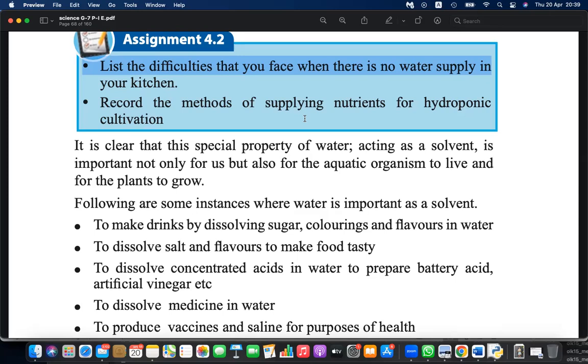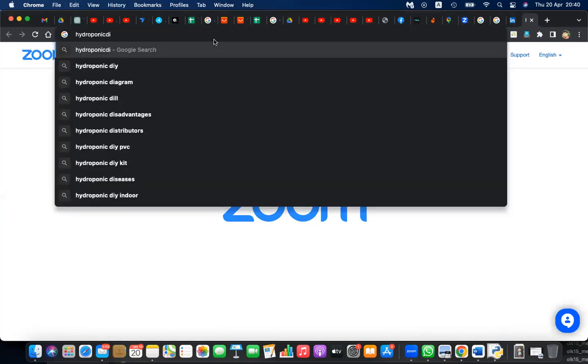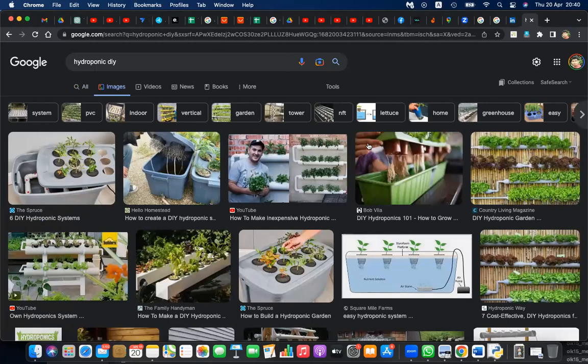Okay, then the activity number 2. Record the methods of supplying nutrition for hydroponic cultivation. Yes, what is hydroponic? Hydroponic in Sinhala we call Jalavagav. Have you seen hydroponic systems? Or DIY, or in your home environment, have you made any hydroponics? This is easy, but we have also done this hydroponic project. One is to one of the main schools in Minuangod area, Minuangod Nalanda school. We have done hydroponic, and you can do this using a box.